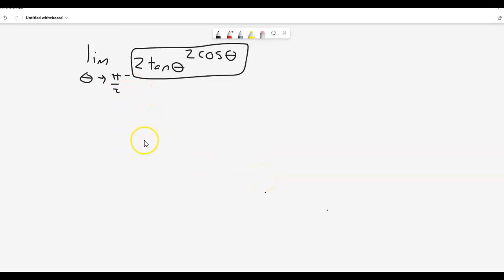Today I'm taking a look at an example from homework 4.7. This was number 15, and this one says calculate the limit as theta approaches pi over 2 from the left of 2 cosine, 2 tangent theta raised to the 2 cosine theta. So the first thing I'd probably do with this is to see what happens when we get really close to pi over 2 from the left.